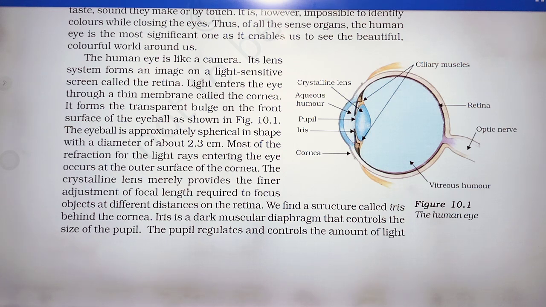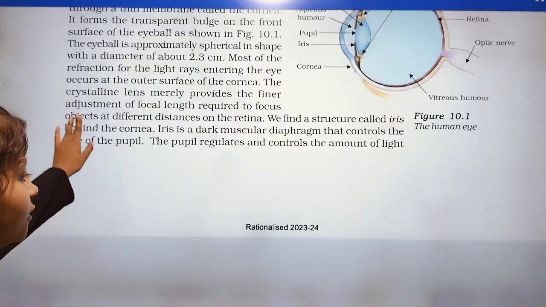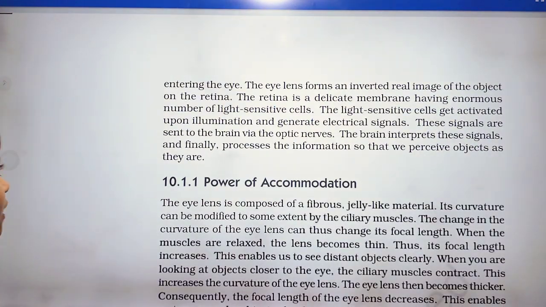The pupil is generally used to regulate and control the amount of light. So the iris is a dark muscular diaphragm which controls the size of the pupil, and the pupil regulates and controls the amount of light entering the eye.